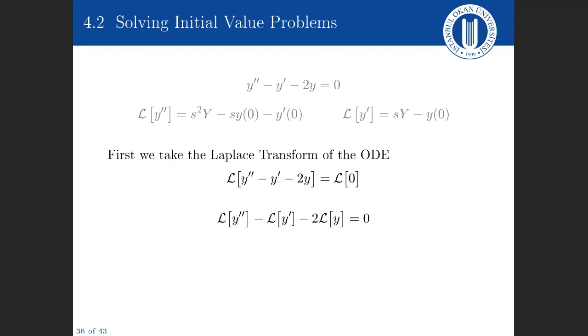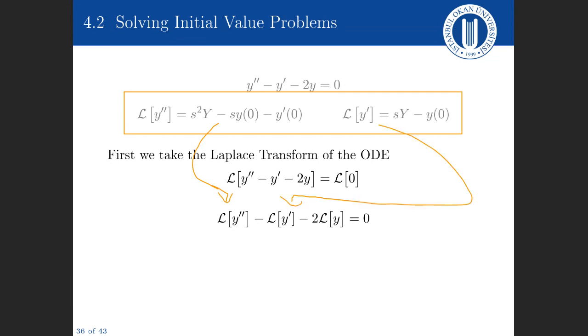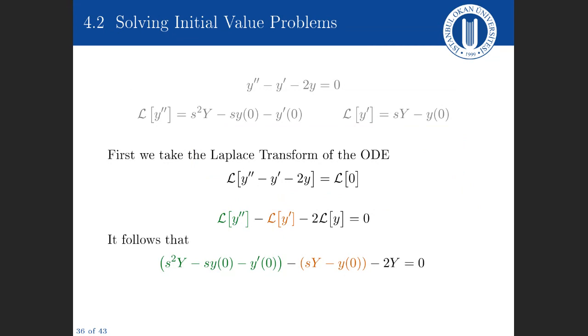Because the Laplace transform is linear, we can break the left-hand side up like this. And then we're going to use our formula. From the previous theorem, we know that the Laplace transform of y double prime is s squared capital Y minus s y of 0 minus y prime of 0, and we know that the Laplace transform of y prime is s capital Y minus y of 0. We're going to put these in place of the Laplace transform of y double prime and the Laplace transform of y prime. And then we're going to gather together the terms involving capital Y. And we're going to put in the initial conditions.